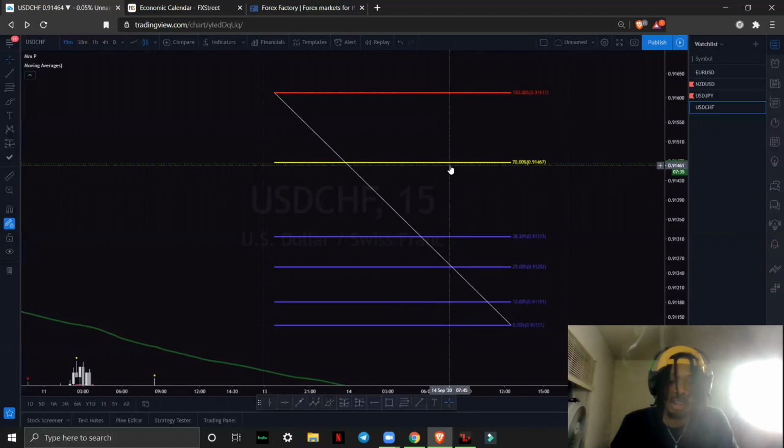70%, barely any drawdown. And it might come up here a little bit, but give it maybe 2 to 3 candles and it's gonna be right below it. So 70%, that's my entry. Soon as price touches the 70, I'm in. I don't even wait till the candle closes. I enter, okay? I enter.